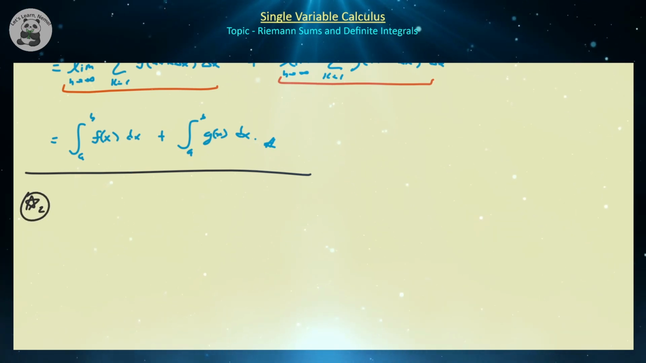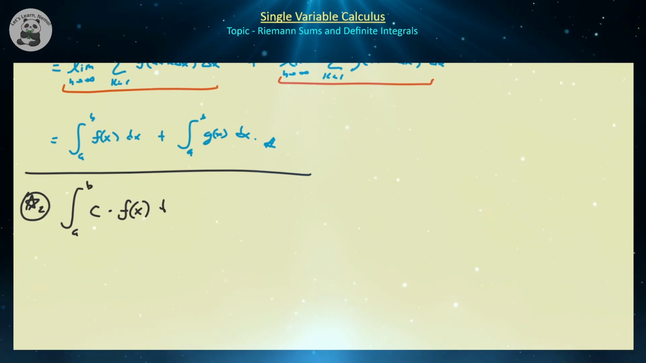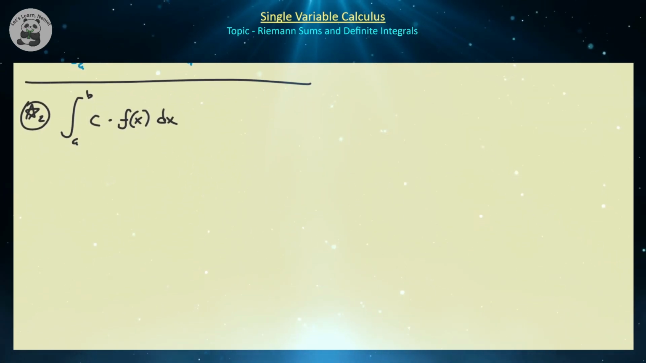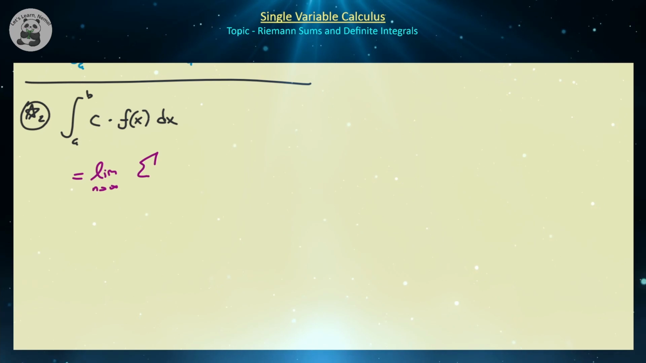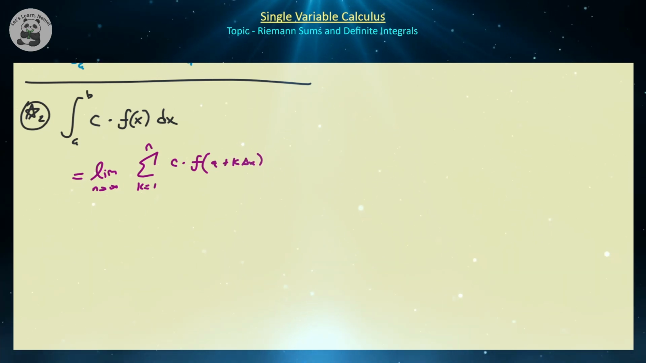Let's look at another theorem that I think is quite useful. The integral from a to b of some constant c times some other function f of x. Can that c be factored out of integration, sort of like they do with derivatives and limits and sums? Let's see. So this is going to be equal to the limit as n goes to infinity of the sum from k equals 1 to n of c times f of a plus k delta x times delta x. So constants can distribute out of sums, and that constant can be distributed outside of our limit.